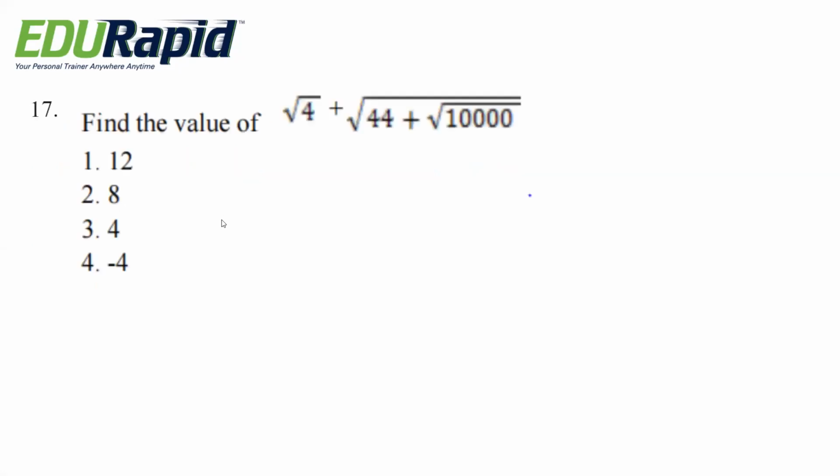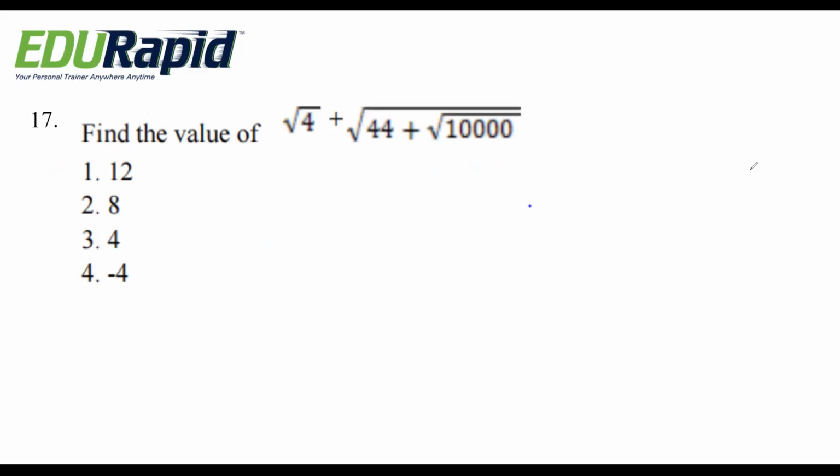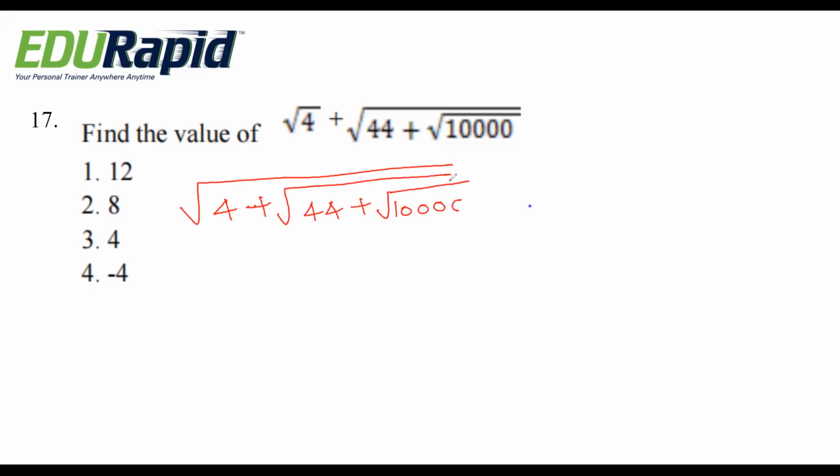Next question: find the value of the square root of 4 plus the square root of 44 plus the square root of 10,000. So what is that value? Options are 12, 8, 4, minus 4. It is in this form: square root of 4 plus square root of 44 plus square root of 10,000.